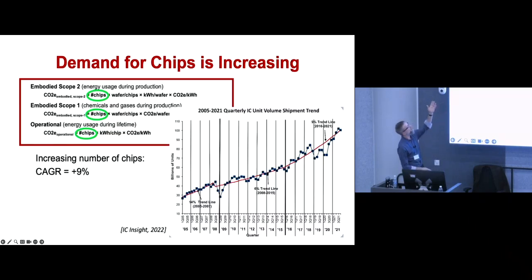So the number of chips appears in all three equations, and if you look up some numbers, here I got some numbers showing that the total number of chips that we are producing worldwide is increasing by about 9% per year. So it's an exponential growth curve. Since COVID, we know what exponential curves mean in practice. So 9% per year is a pretty steep increase, I would say.